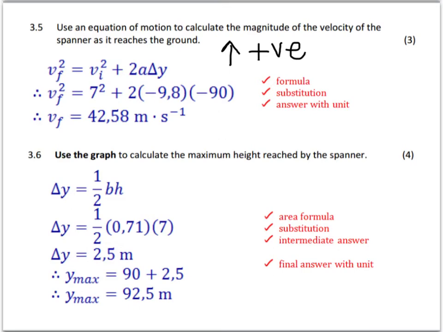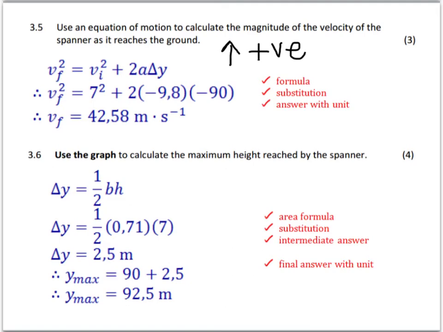In this particular graph, it's a velocity time graph. The gradient corresponds to the acceleration. We've already used that. The area underneath a velocity time graph, that corresponds to the displacement. So in order to calculate the maximum height, what you really need to do is calculate the area underneath the graph by the time it reaches that maximum height.